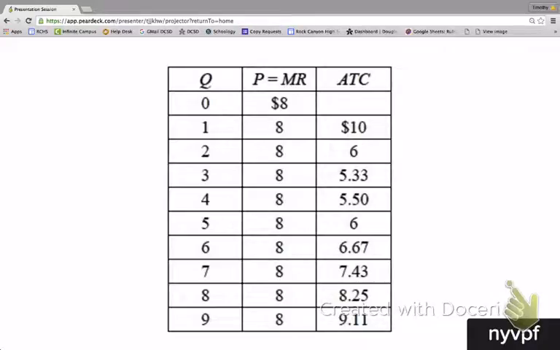Profit per unit is equal to profit divided by quantity, which is equal to the price minus average total cost. So that's $8 minus $6, which equals an economic profit of $2 per unit. So since a quantity of 5 units were produced, total profit is equal to $2 times those 5 units produced, which would equal $10.